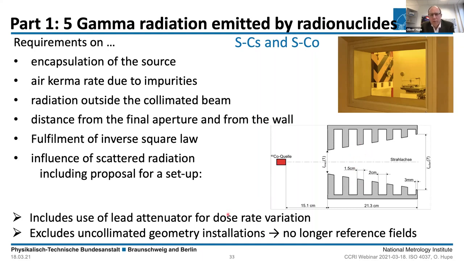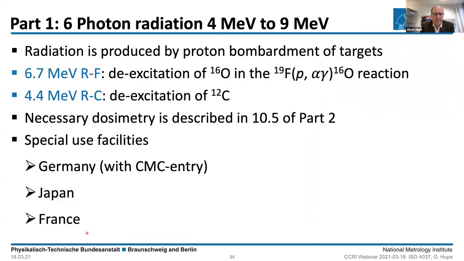What is new, you can use not only different radiation sources for different dose rates, you can also use one source and different lead attenuators to reduce the dose rates. What is no longer included is the uncollimated geometry. So we have decided that this is no longer a reference field.